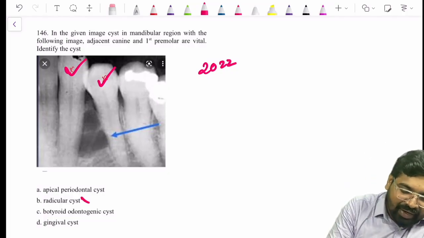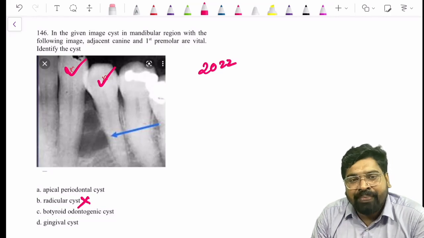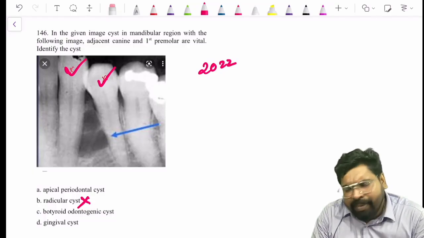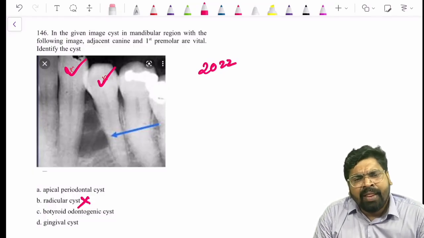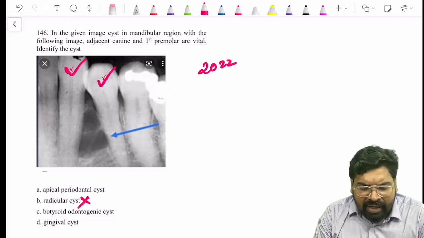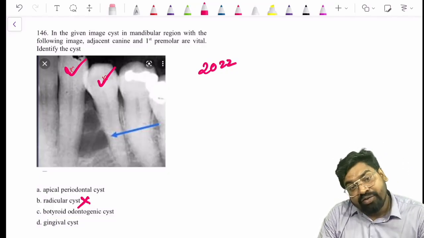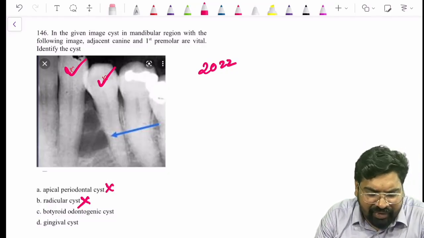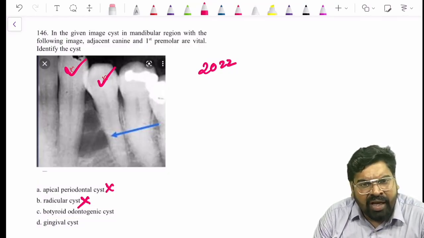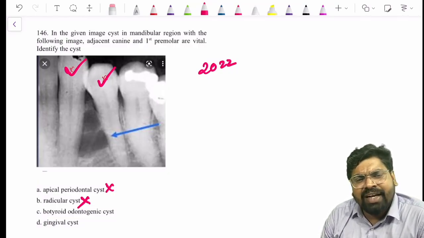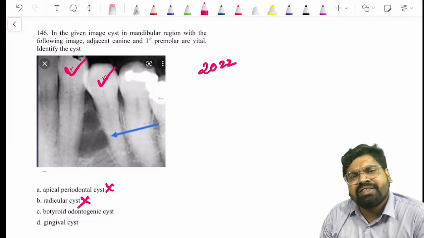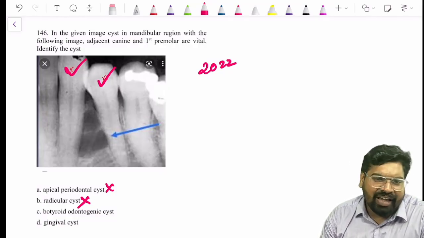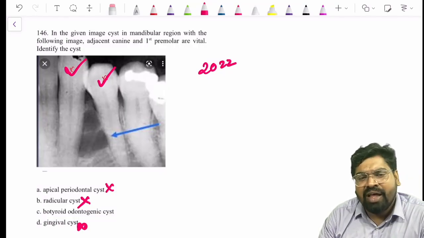It is never a radicular cyst. I am avoiding option B because option B is associated with a non-vital tooth or a tooth with pulpitis, right? Now I can avoid apical periodontal cyst also, because that is also a tooth cyst related to inflammation. Now the option D, the third one, gingival cyst. Gingival cyst will not have a radiographic finding. I can avoid that also, and the answer is botryoid.